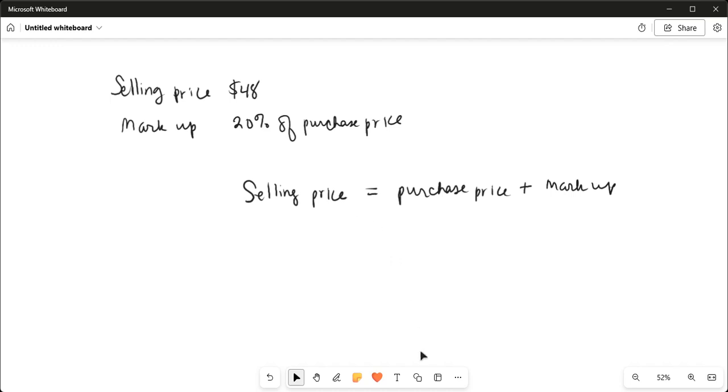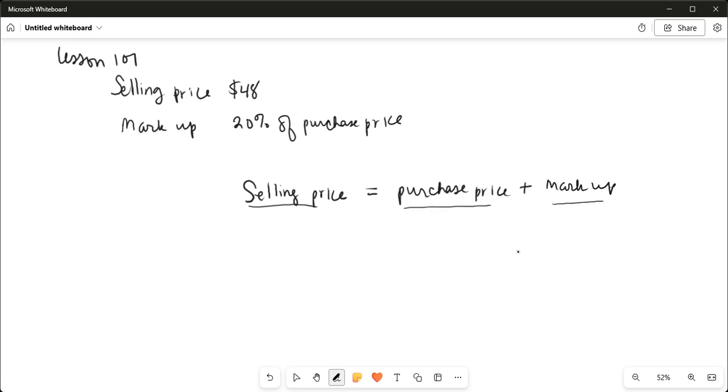Okay, this is lesson 10.1, markup. If the selling price was $48 and the markup was 20% of the purchase price, what was the purchase price and what was the markup? So the selling price is going to equal whatever the purchase price is plus the markup.